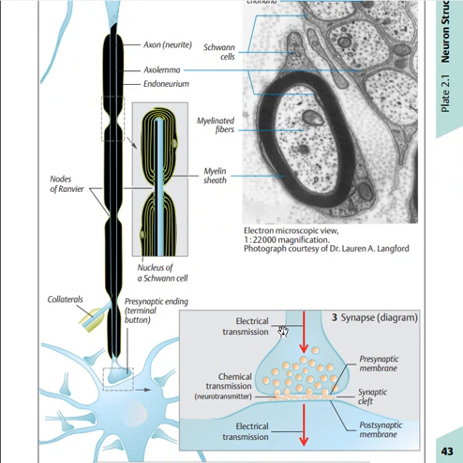So here we have the electrical transmission. When the electrical transmission comes to the presynaptic ending, at this position here, it is going to cause binding to the membranes, and that binding is going to cause the release of the neurotransmitters.